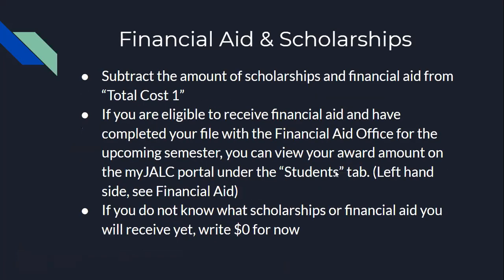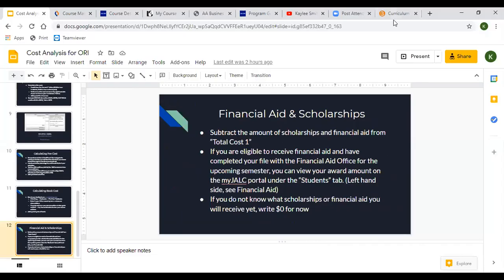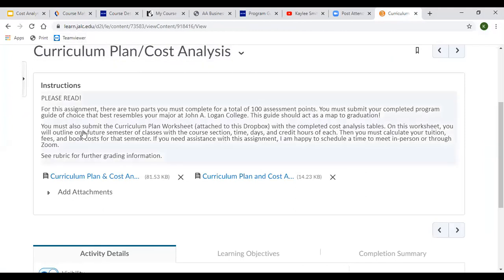All right, that wraps up this assignment. I will tell you quickly again, what you need to do for your assignment is in the Dropbox instructions. It says there are 2 parts. You must complete a program guide of your choice that best resembles your major. And I showed you where to find those program guides. You need to map out the classes that you have already taken with the grades, the classes you're currently enrolled in, and the classes you plan to take in fall 2021. Beyond that, you do not need to map out your graduation. We just need those 3 things on the program guide.